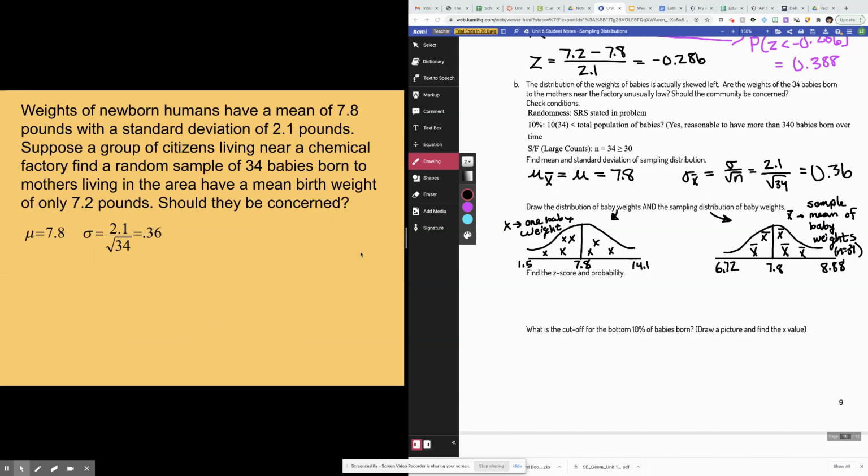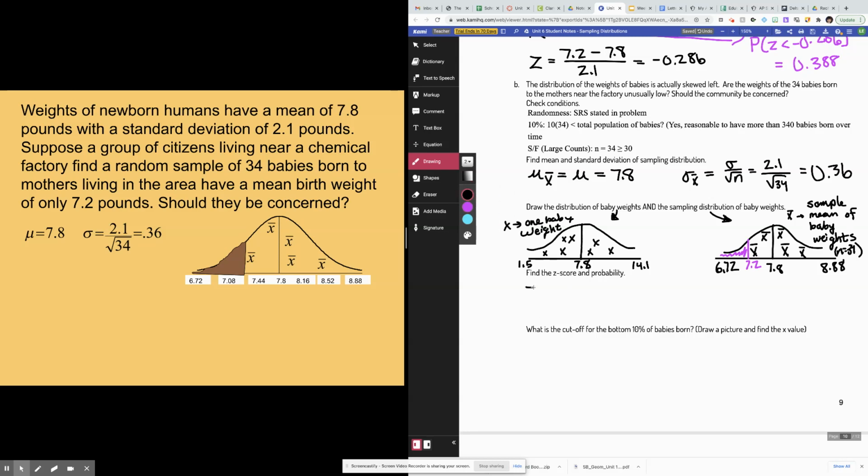Okay. All right. So next step is to find our z-score and our probability. So I have it shaded for you, and I'm going to do it up here. Right. So we have 7.8 is our mean, 7.2, I'm going to put right there approximately, and we're finding the probability that we get a sample mean at or below that value, okay?